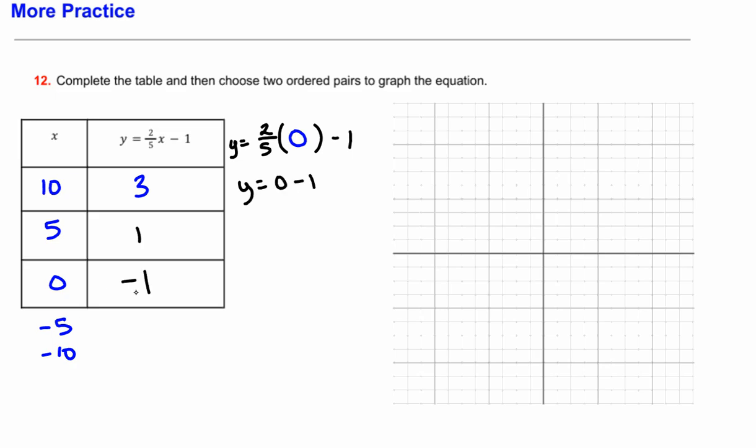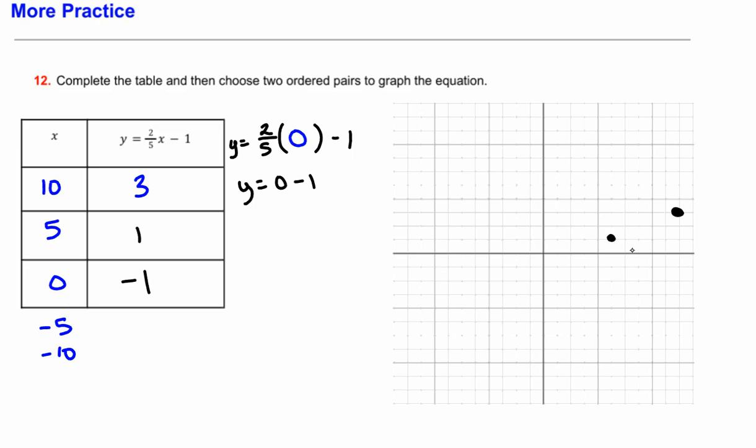Now we've done more points than we need because we actually only need 2 points to make a line. But you could keep going with this if you wanted. These are enough points though, I think, for us. So we'll plot 10, 3. Remember that's over 10 and then up 3. That's right here. And then we'll also plot 5, 1. So over 5, 1, 2, 3, 4, 5, and up 1 is right there.